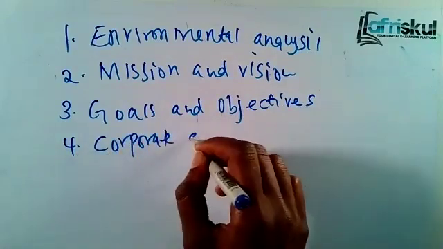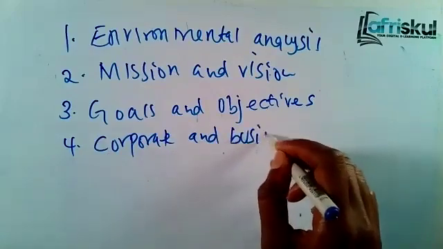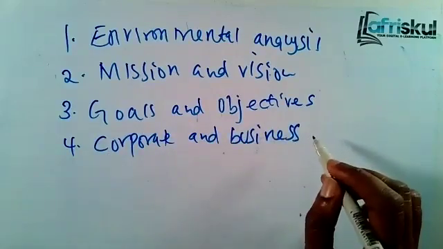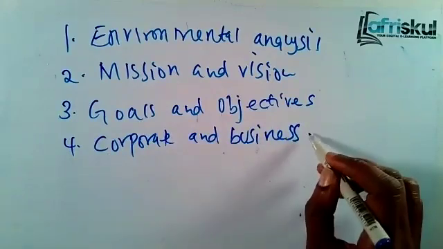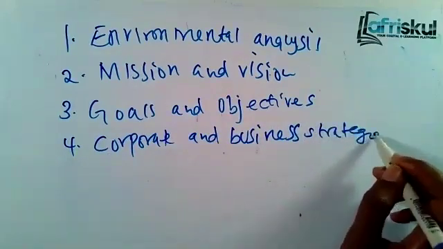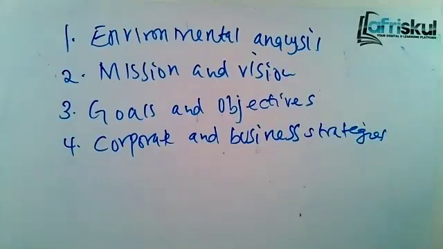Corporate and business strategies. So those are the steps. Those are the steps in strategy formulation, from environmental analysis to generating organizational mission and vision, to generating organizational goals and objectives, then development of corporate and business strategies. And most of these things you are familiar with. Environmental analysis, we've already discussed something. Mission and vision, goals and objectives, corporate and business strategies is simply what we've discussed.